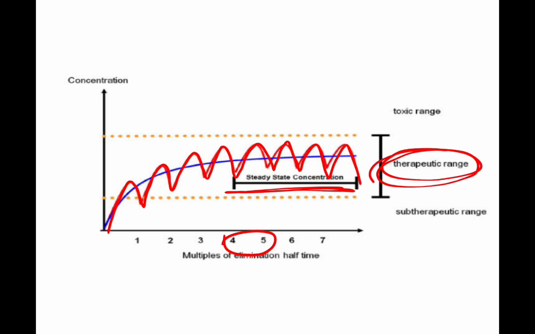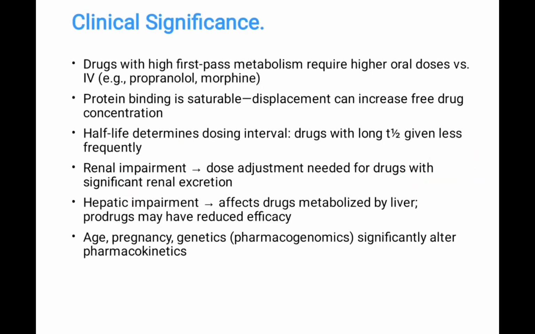The therapeutic range. So the clinical significance of this information is that drugs with high first pass metabolism require a what? Higher oral dose, because oral drugs are those that have first pass effect. So a drug with a higher first pass metabolism requires a higher oral dose. For example, propranolol and morphine. Protein binding, we said, is saturable. Displacement can increase free drug. So if you can displace a drug that is bound to a plasma protein, it becomes free, and we say free drugs are what? Pharmacologically active.